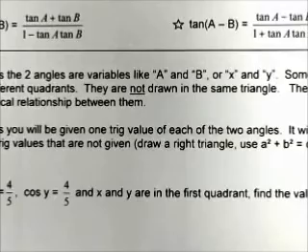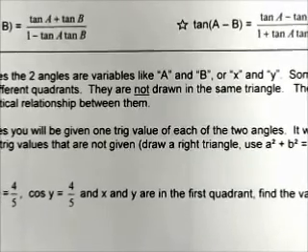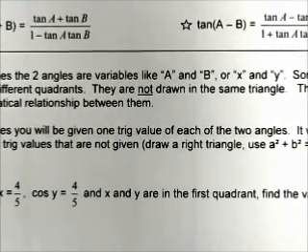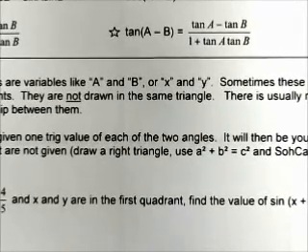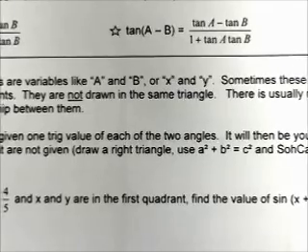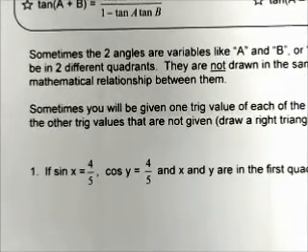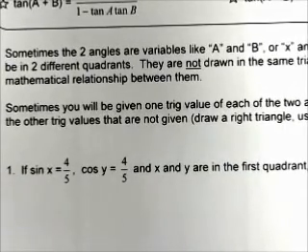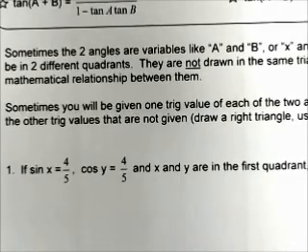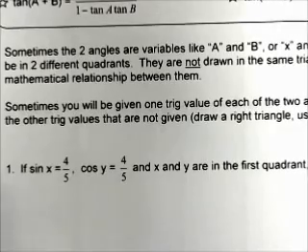It's then our job to find the other trig values that are not given by simply going back to what we did in chapter 9 and 10. Draw a triangle, use Pythagorean theorem, and then SOHCAHTOA. So we look at number 1 here. It says if sine of x is equal to 4/5 and the cosine of y is equal to 4/5. Now these are two different angles, and x and y are in the first quadrant. Find the value of sine of x plus y.